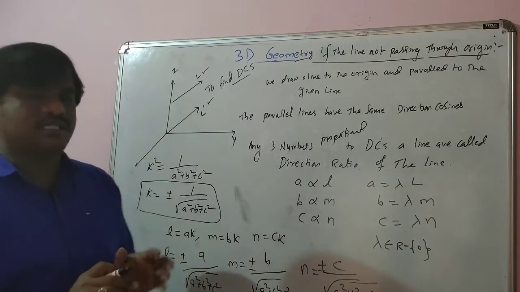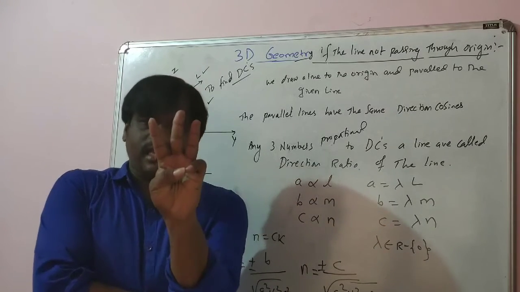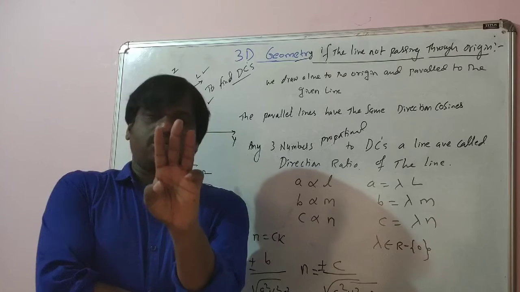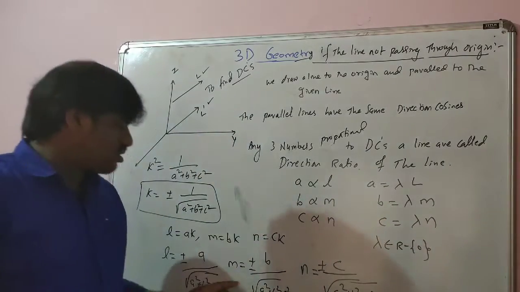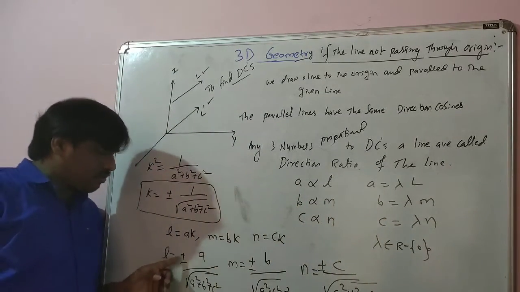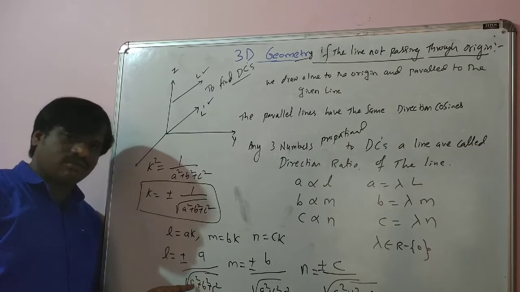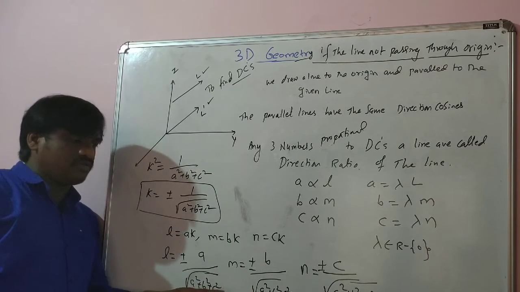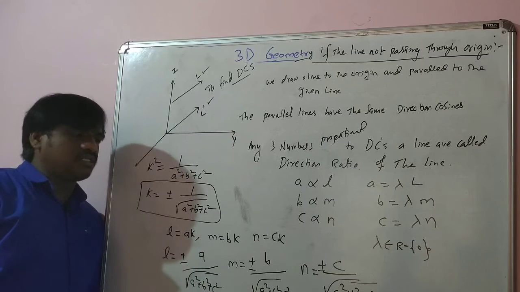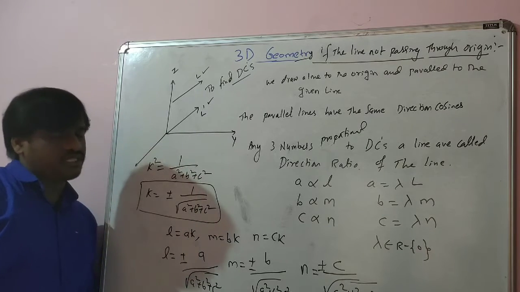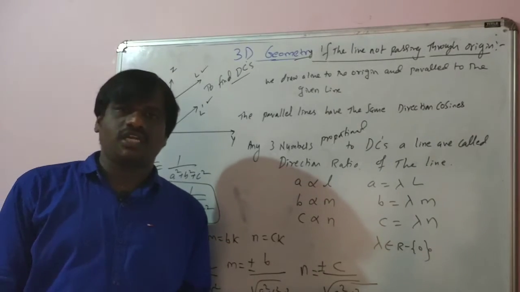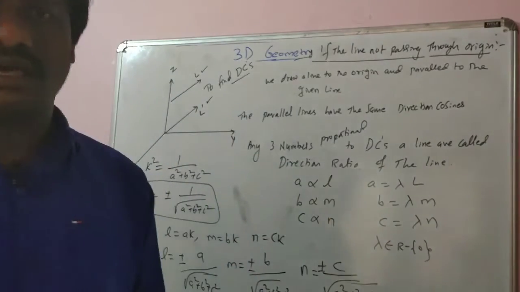See here, I'll just say simply a, b, c are three numbers. Then their direction cosines will be l is equal to plus or minus a upon under root of a square plus b square plus c square, m is equal to plus or minus b upon under root of a square plus b square plus c square, n is equal to plus or minus c upon under root of a square plus b square plus c square. This is what we call direction cosines.